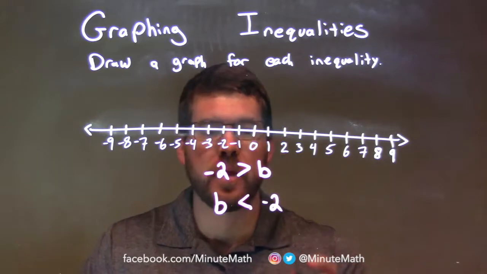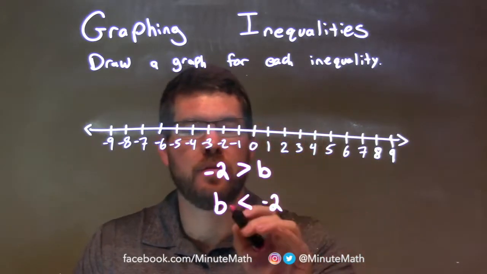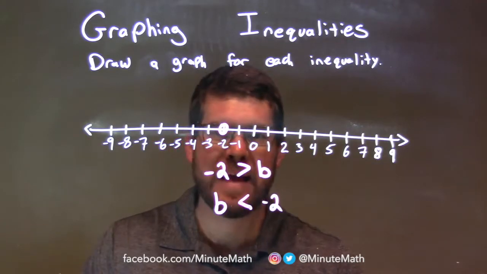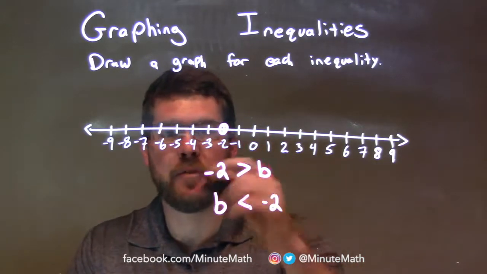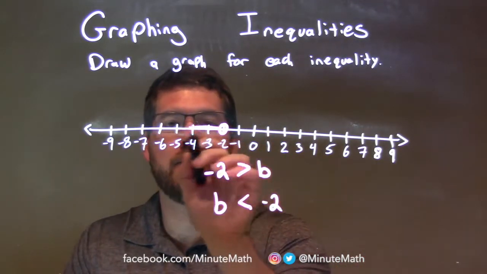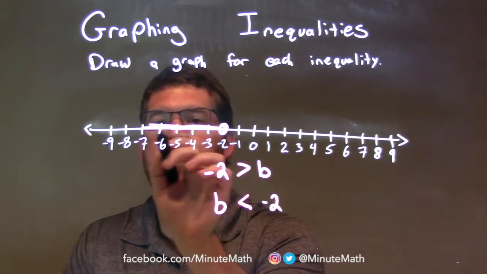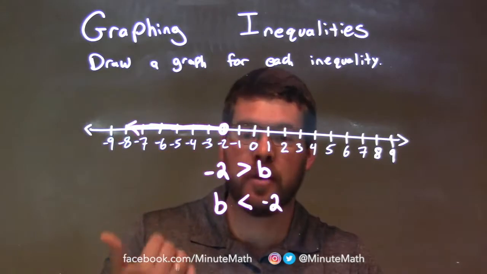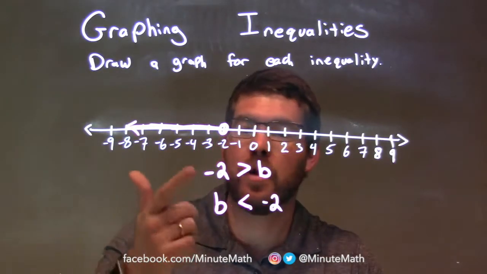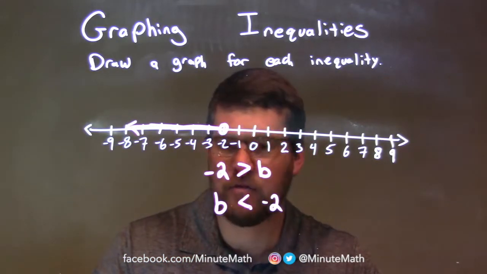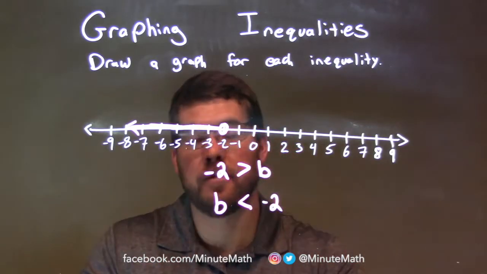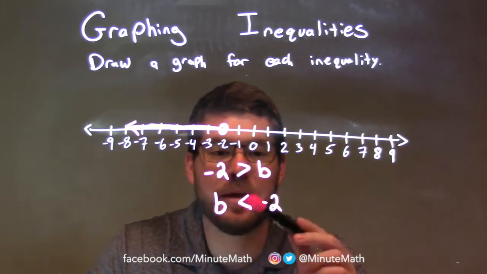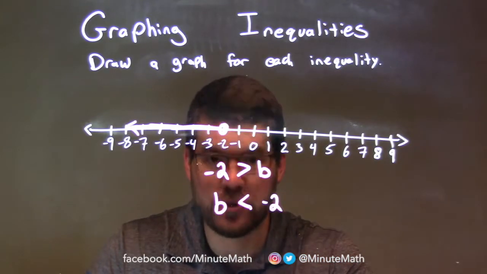We can graph that. Negative 2 is right here. Since b is not equal to negative 2, we have an open circle right there at negative 2. Then we shade to the left because b is less than negative 2. There we are. And now our graph matches our inequality. Now remember, both of these inequalities mean the same thing. And so the graph represents both of them, right? When negative 2 is greater than b, it's the same thing as b is less than negative 2.